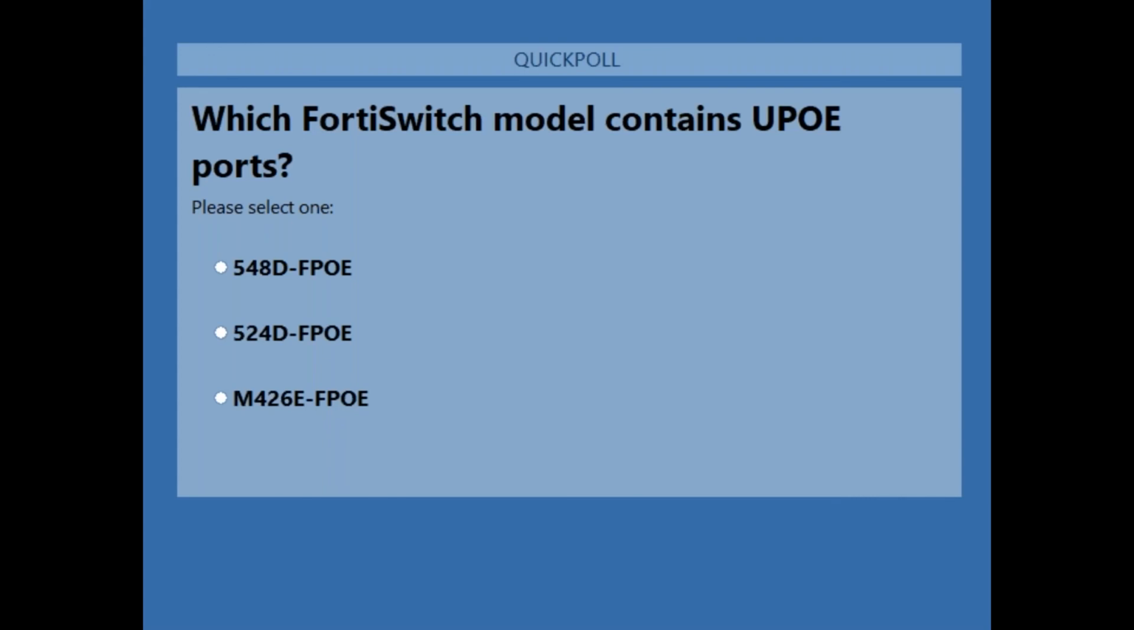Thank you. Yeah, the correct answer is the M426E-FPOE. That's out of the entire switching range. I think this is the only switch that supports UPoE. And UPoE means it's the highest rating right now we have, that is 60 watts per port. Great, thank you. And that's our last question for today.